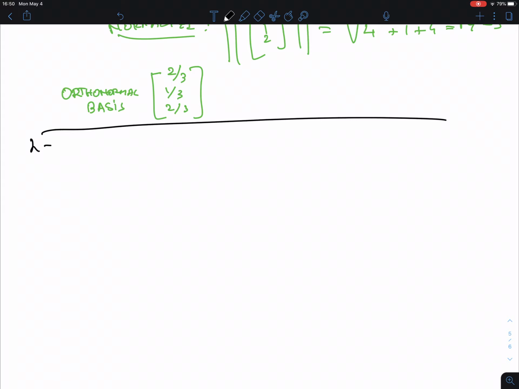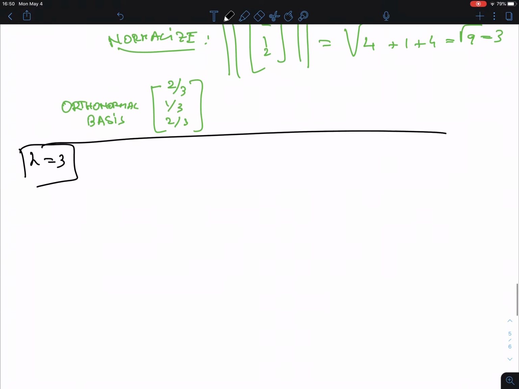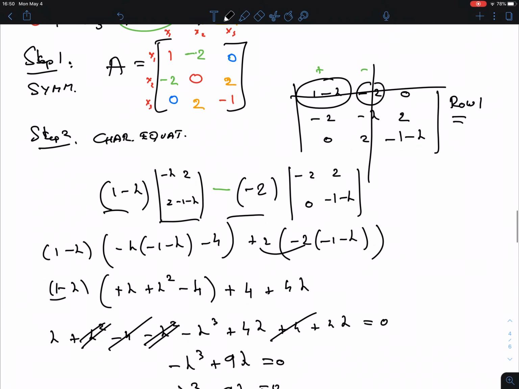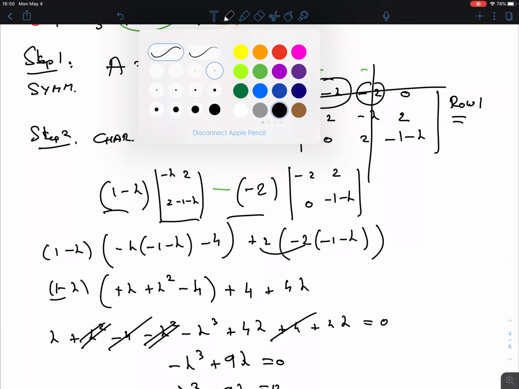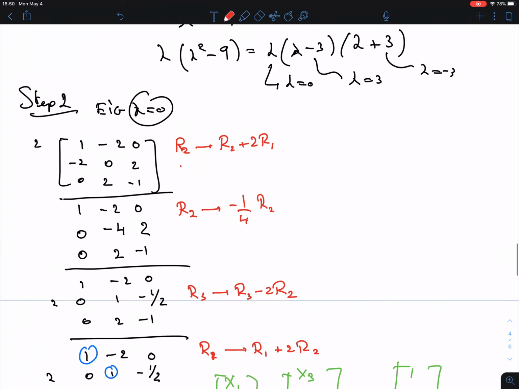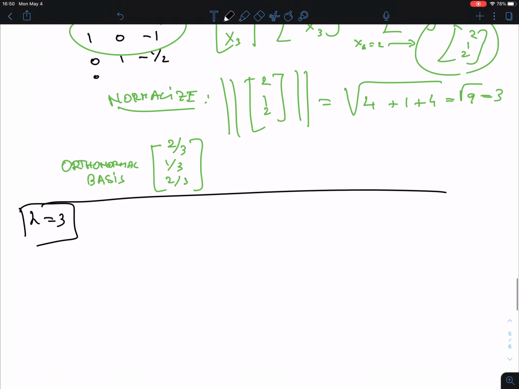So now lambda equals 3. That means we're going to subtract 3 from the diagonal. So I'm going to plug in 3 in this matrix here. Lambda equals 3, I'm going to plug in here, so I get minus 2. Okay. Yeah, I'm sorry.